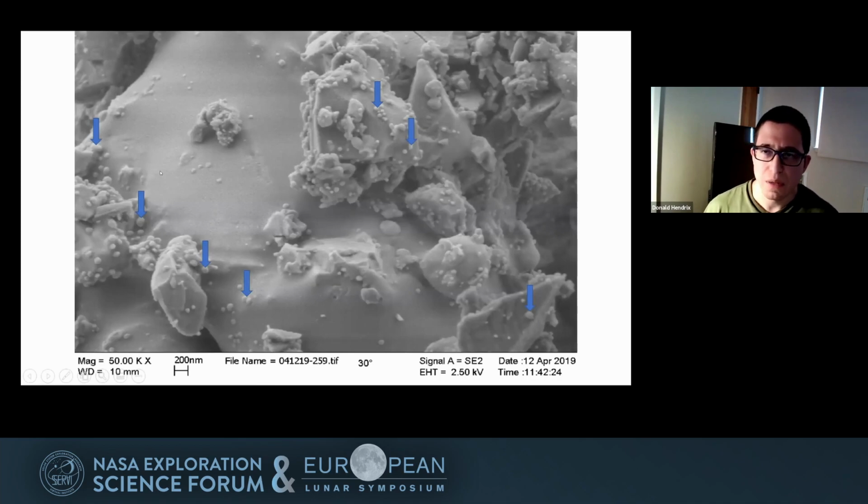metallic iron. There was a paper by Allen et al. 1994, which used a similar method to ours, and they were able to determine through SEM and Mossbauer spectroscopy that these little blebs on the surfaces of these grains are metallic iron. And this is an SEM image of JSC1A grains.